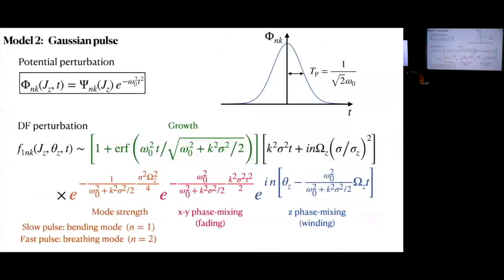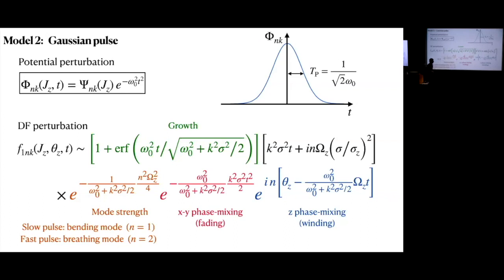Now we go to a slightly more complicated model. Instead of a delta function in time, we have a potential that varies in time. We just take a Gaussian pulse in this case. Here as well, you have a winding term, which goes as theta z minus omega z times time, but there is also a factor which depends on the time scale of the perturbation and the length scale as well. And we have a fading term, an exponential damping term. There is a growth term as well.